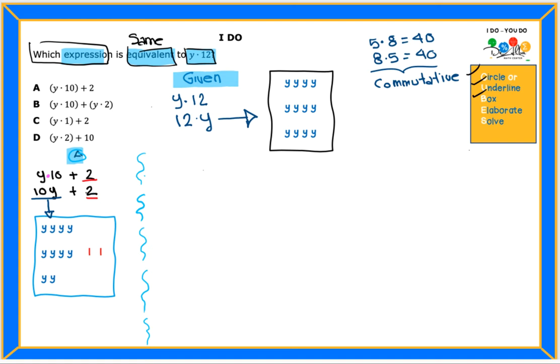This 2 is just the number. It doesn't have a variable next to it. This is called a coefficient, but it only tells you how many times you're going to repeat something. And since we don't have a variable here, it implies that it's just the number 1, the number 2. It means that we have 2 ones. So this picture here is what we have in red right here. Okay, good. So now I know that y times 10 plus 2 is the same as this, and it's not the same as the expression that is given. So A cannot be your answer.